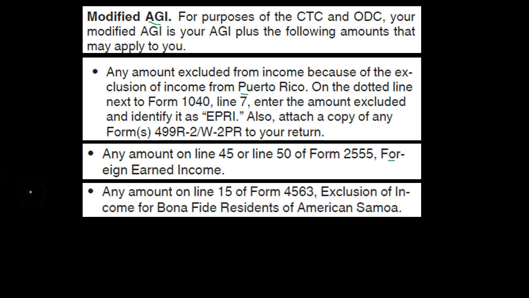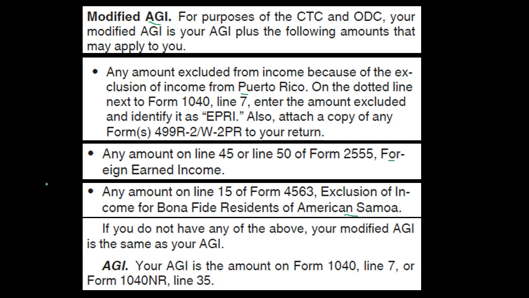Next item that we might have to add back is, back to the text, any amount on line 15 of Form 4563, exclusion of income for bona fide residents of American Samoa. So again, if that applies to us, that might be something we have to apply there. If not, of course, it's not something we have to modify our adjusted gross income for.